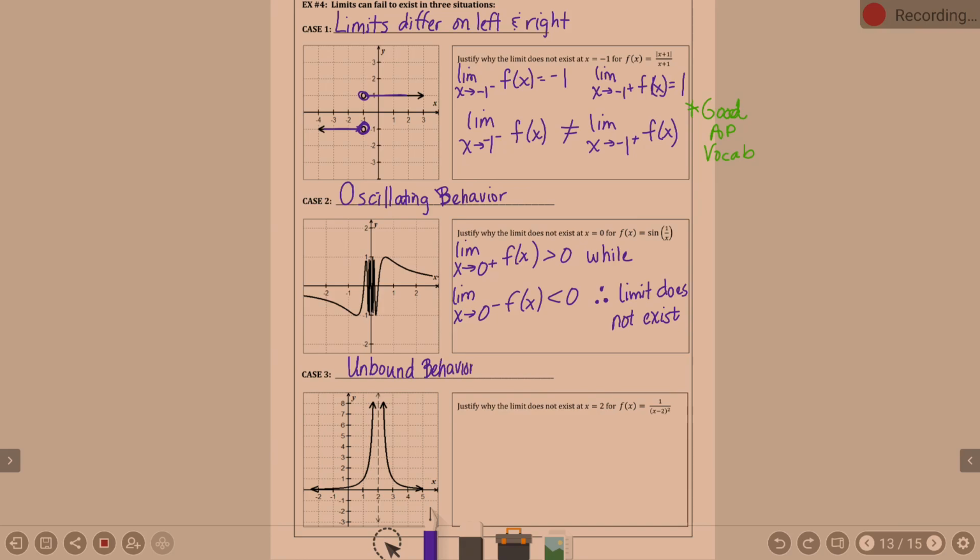Justify why the limit does not exist at x equals 2 for this graph here. Now, what do you see happening? If we look at the individual pieces, as x approaches 2 from the left, where's the graph going? Infinity. As we approach 2 from the right, where's the graph going? Infinity. So, what would it seem logical to say? If they're both approaching infinity, the limit as x approaches 2 is infinity. Okay, because they're both going up to infinity.